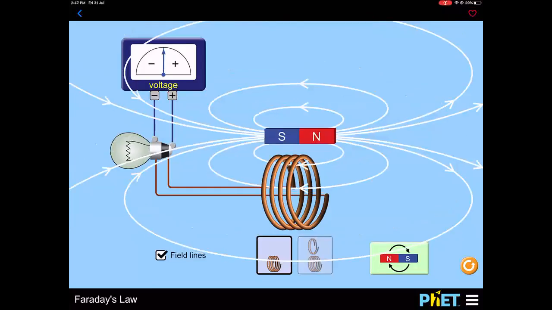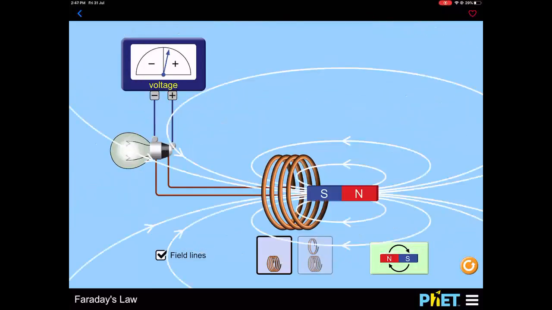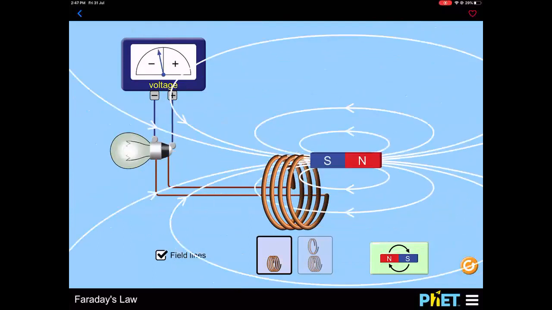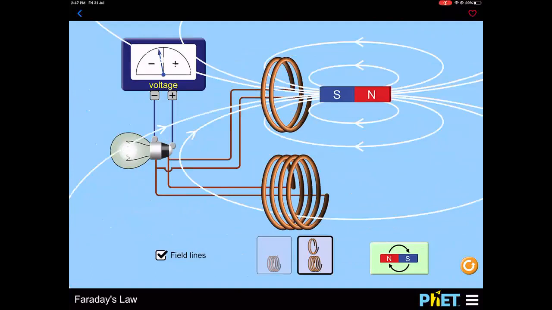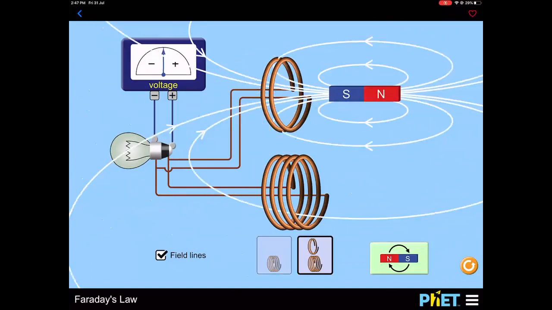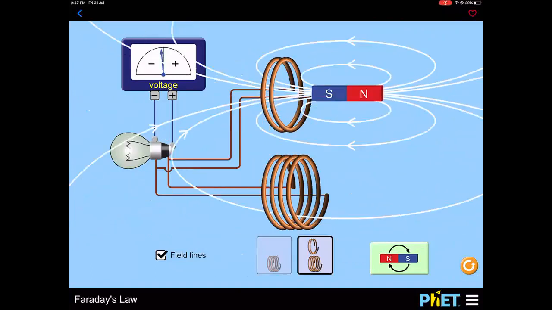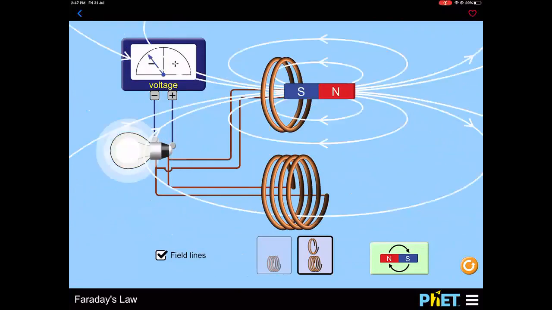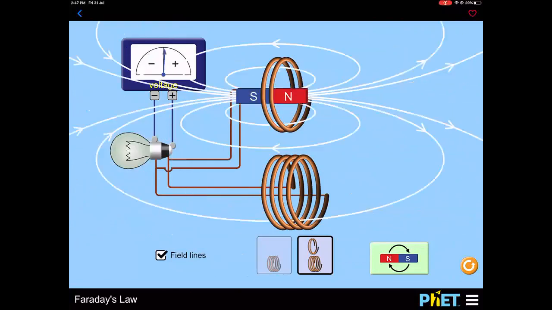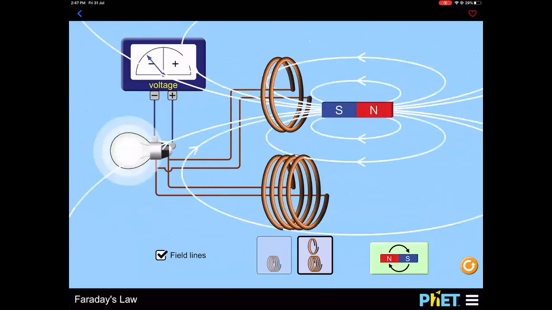So if you have lesser turns, lesser flux. So you have to bring in fast change for the dial to shift. But here the change will happen more easily. Okay, so this is what is electromagnetic induction.